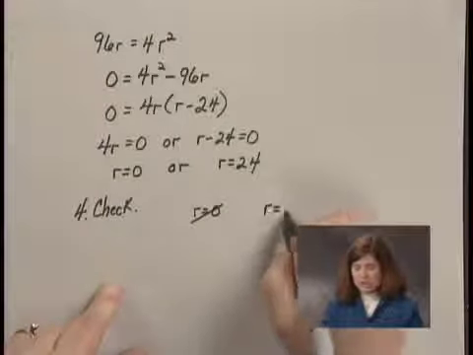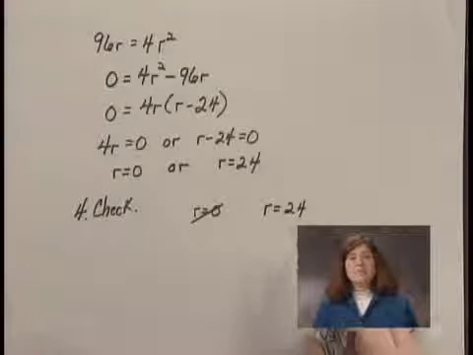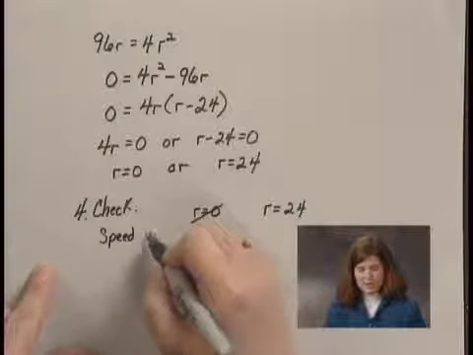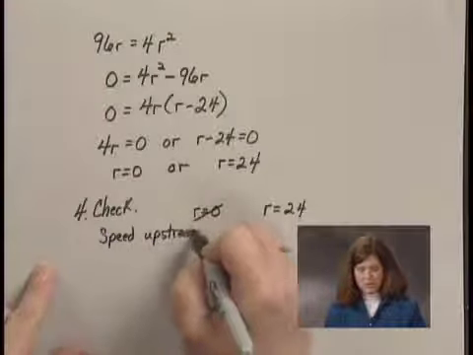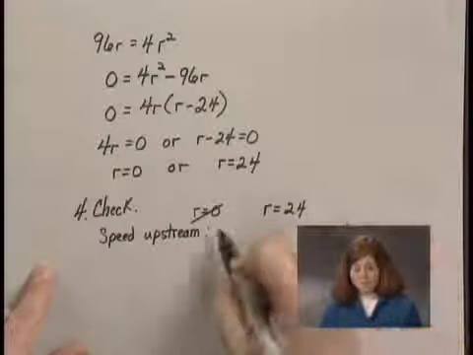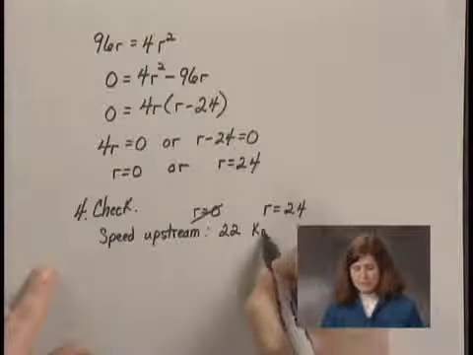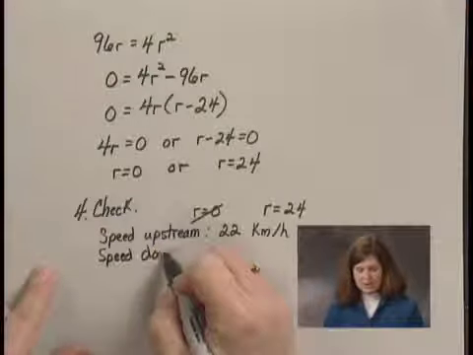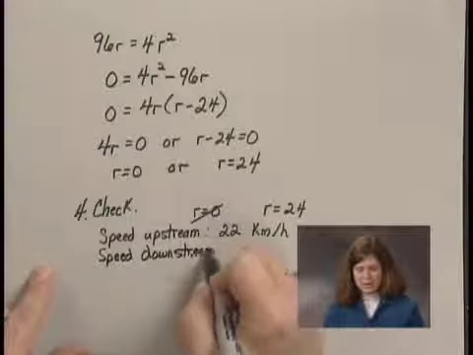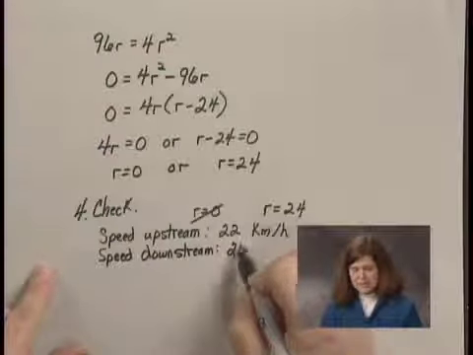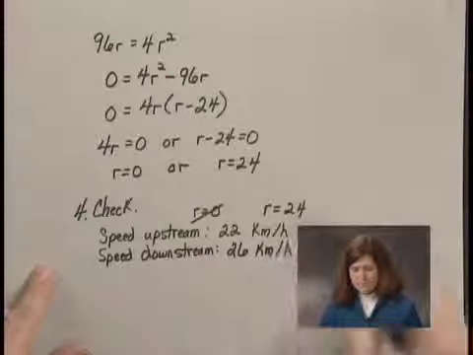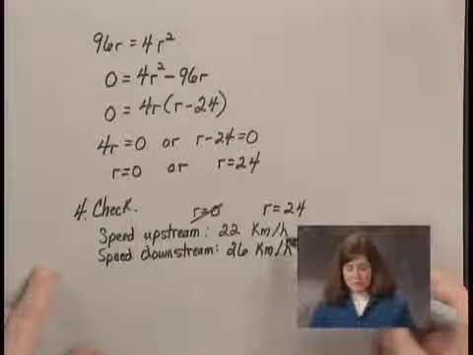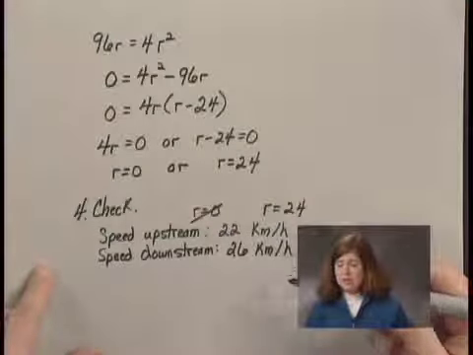So let's check r equals 24. If the speed of the boat in still water is 24, then the speed upstream would be 24 minus 2, or 22 kilometers per hour. And the speed downstream would be 24 plus 2, or 26 kilometers per hour. Now we know that the distance upstream was 44 kilometers. The distance downstream was 52 kilometers.